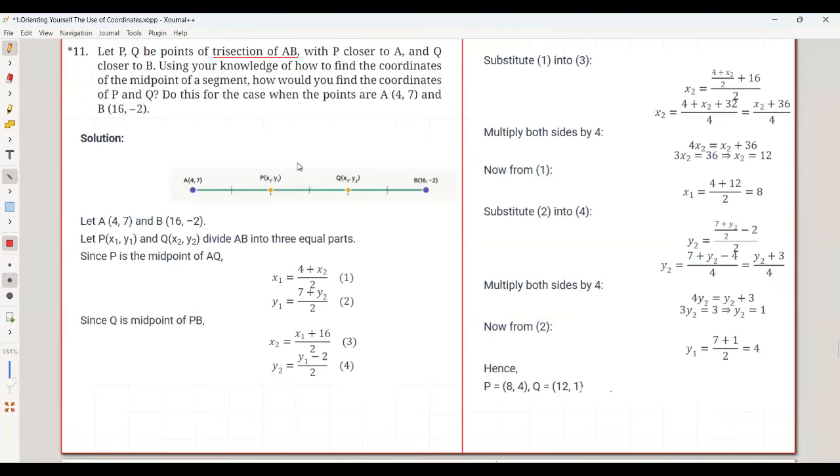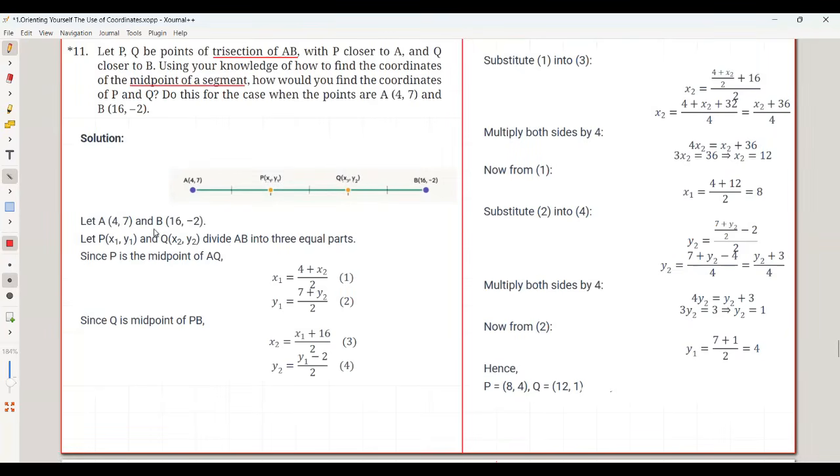Actually, the same type of question is given in grade 10th. There we use one more new concept, that is nothing but the section formula. The section formula is not given in 9th standard, so they ask us to use only the midpoint formula. So we have to go with only the midpoint formula.